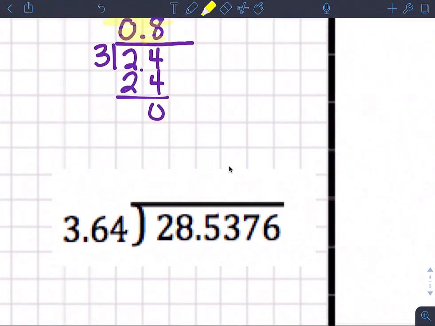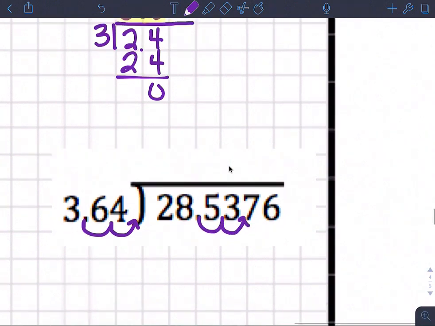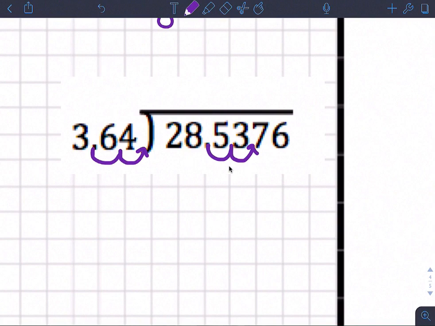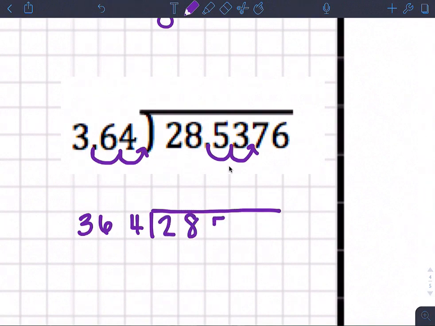All right, here is a trickier one. This one, if we take a look, notice that this decimal needs to be moved not once but twice, which means that this one needs to be moved twice as well. So we have 364 on the outside. And it's really nice to do these types of problems on graph paper or grid paper because it helps to keep the numbers lined up really nicely. And then this number became 2,853 and 76 hundredths.